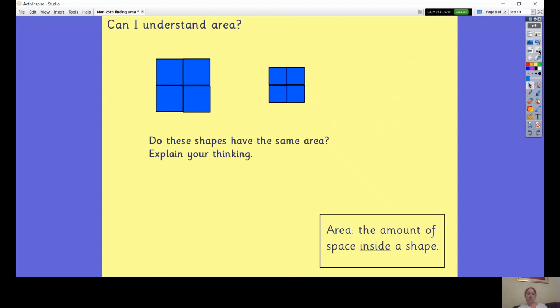Okay, this one. Do these shapes have the same area? So pause the video, have a little think. If you've got someone to talk to them. If not, talk to yourself. Do you think these shapes have the same area, and why or why not? Okay, so pause and have a little think.